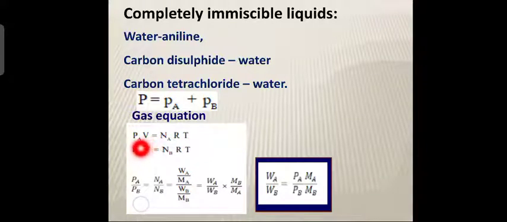Now divide one equation by the other, equation 1 divided by equation 2, and you get Pa by Pb is equal to na by nb. What is na? Number of moles of A, that is equal to Wa by Ma. And what is nb? Number of moles of B, that is weight of B divided by molecular mass of B. If you substitute, you will get Pa by Pb = (Wa by Wb) into (Mb by Ma). So Wa by Wb is equal to Pa Ma divided by Pb Mb.